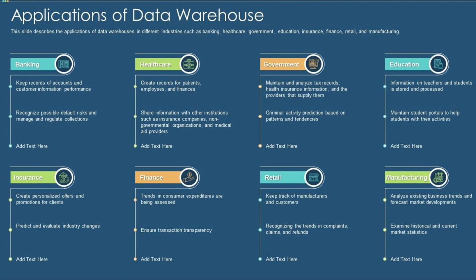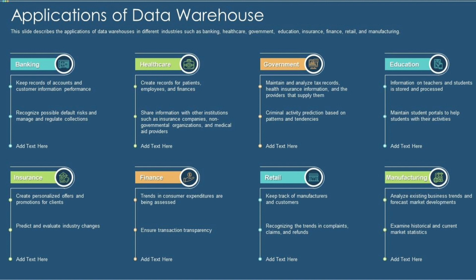In retail, data warehouses are used to keep track of manufacturers and customers, and recognize the trends in complaints, claims, and refunds. And in the manufacturing domain, the data warehouse is used to analyze existing business trends and forecast market developments, and examine historical and current market statistics. So these are the applications of the data warehouse in which it is used in day-to-day life.